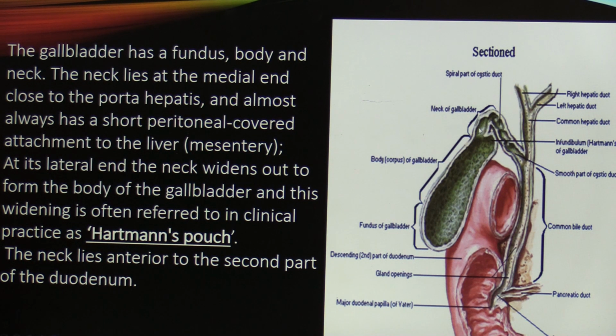The neck lies at the medial end, close to the porta hepatis, where it always has a short peritoneal attachment to the liver, which is a mesentery. And you can see in this diagram that at the lateral end of the neck, it widens out to form the body of the gallbladder. This widening is often referred to as Hartmann's pouch. It is nothing but the widening of the neck, and in some books you will find it known as the infundibulum of the gallbladder. The neck lies anterior to the second part of the duodenum.